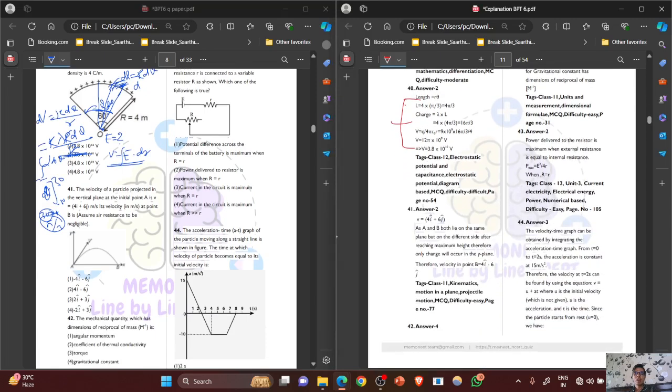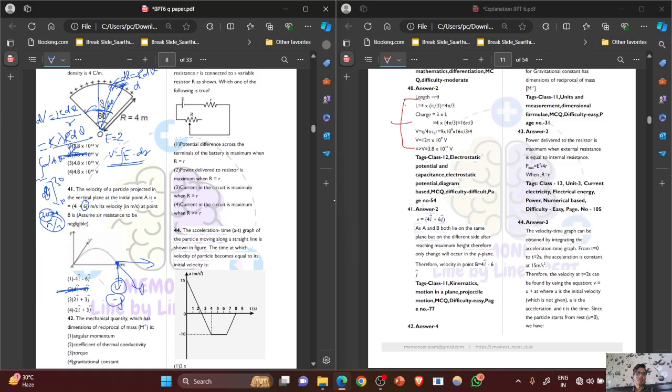Question 41. The velocity of the particle projected in a vertical plane with initial velocity is this. The velocity at point B is the same, just the direction in y cap is different. So the second is the correct option. It's a theoretical question. The vertical component is this way, the horizontal component this way. The velocity will remain the same, but the sign of the component gets negative here.